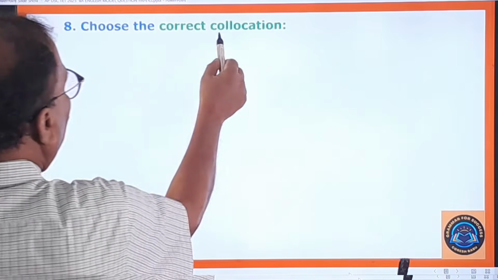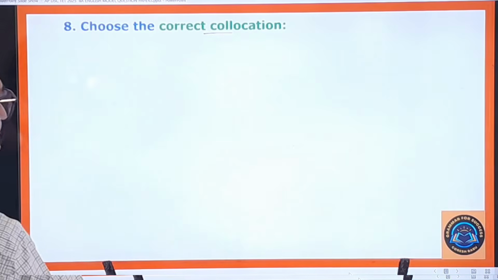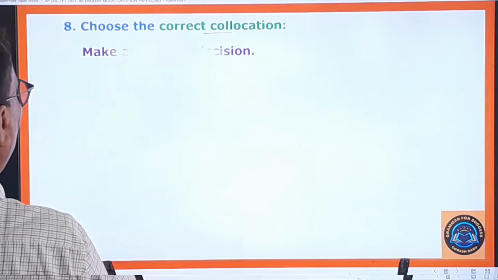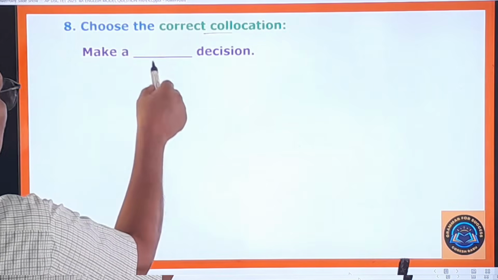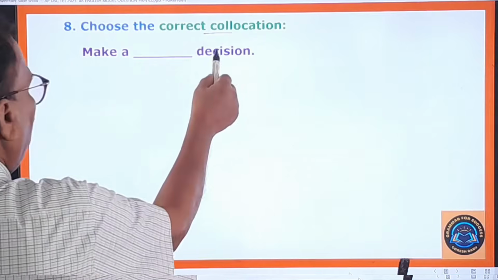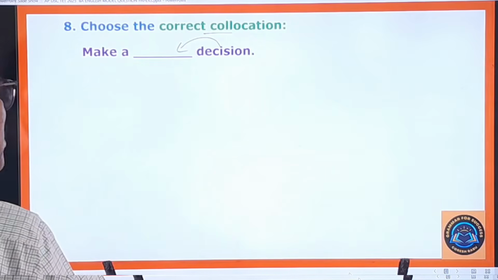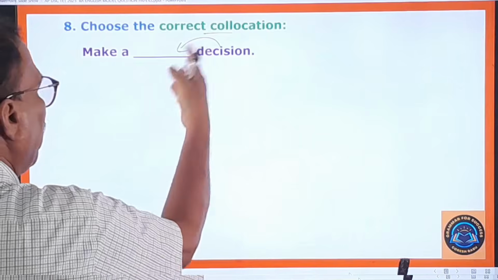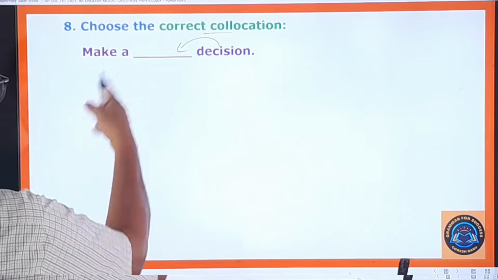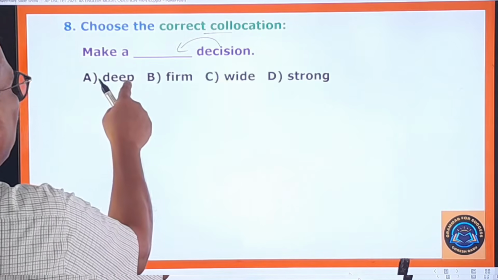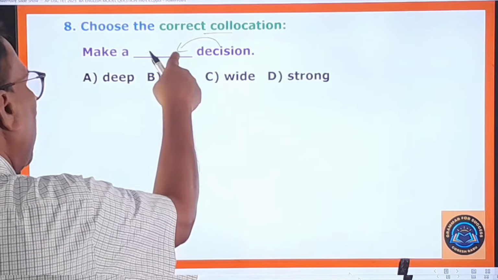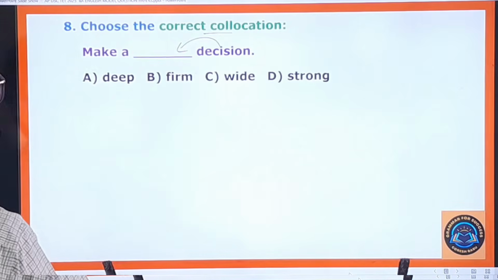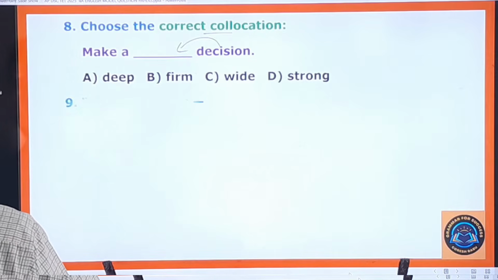Eighth question. Choose the correct collocation. Collocations are very important, you know very well. And here one statement is given. You have to choose the correct collocation. Make a dash decision. Okay. Before this word decision, what word must be used to form a meaningful collocation? Now you look at the given options: deep, firm, wide, strong. So what word goes there in this blank before the word decision? Okay, and you go to the ninth question.